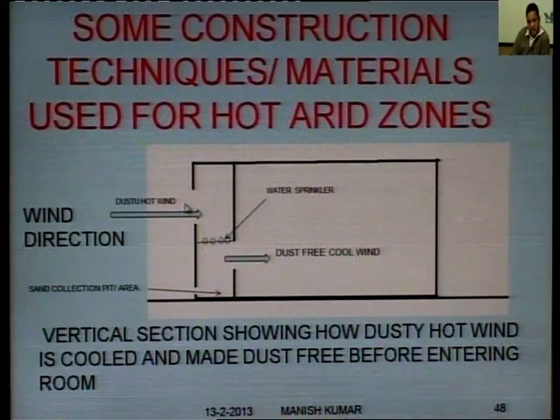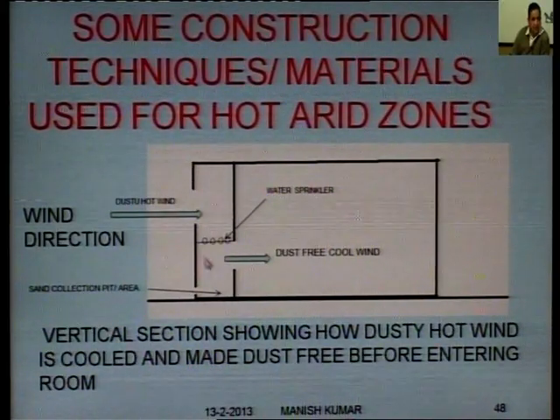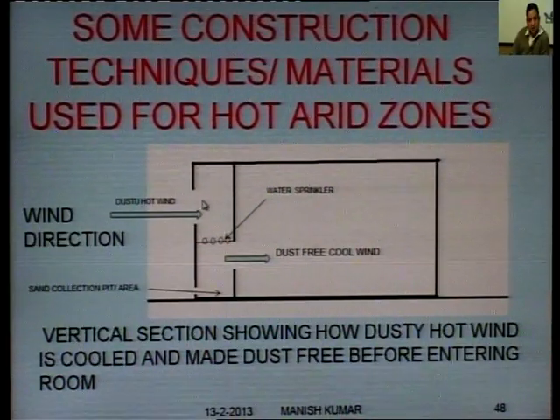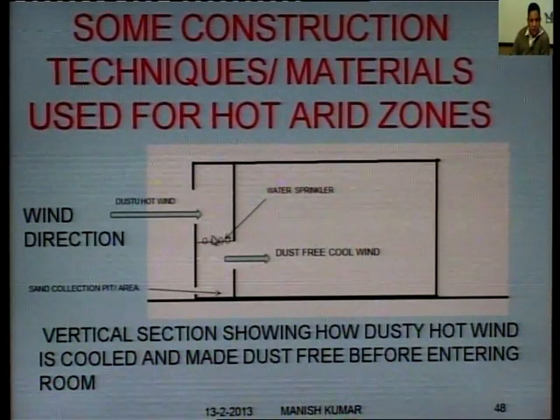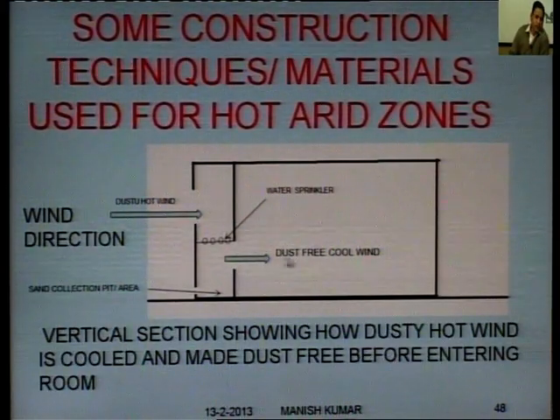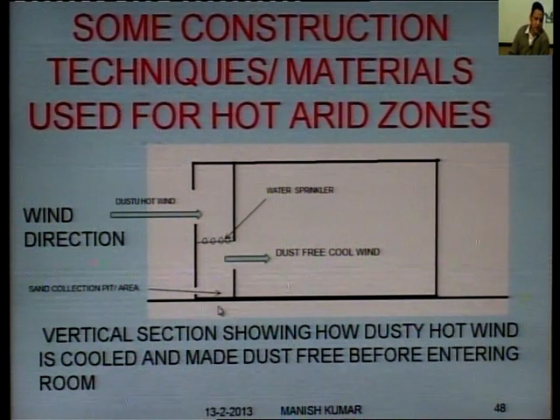Wind goes like this, strikes this wall. This will make dust settle down here in this dust settling pit. And these are water sprinkler inlets. So wind will go like this, dust will fall down, and it will be a little cooler. And this arrow shows dust-free cool wind. So water will filter the air, cool the air, and heavy dust will settle here.